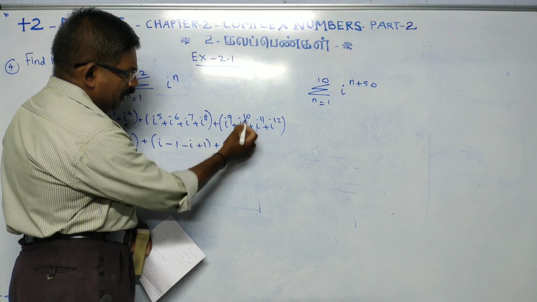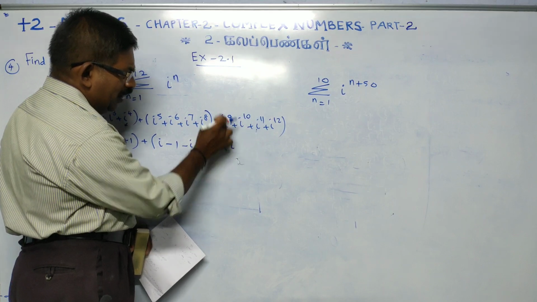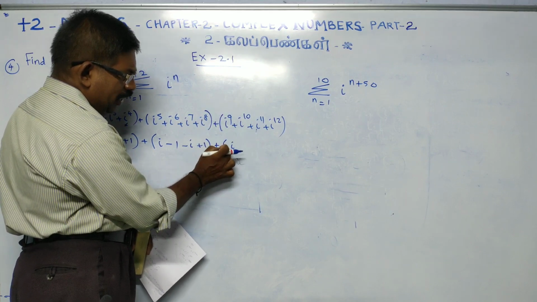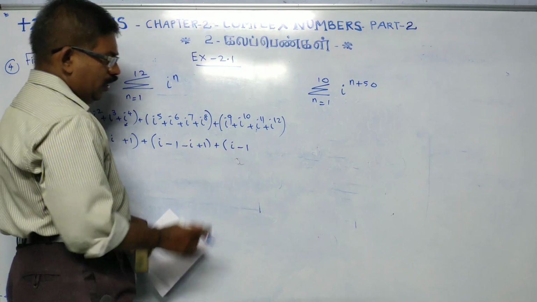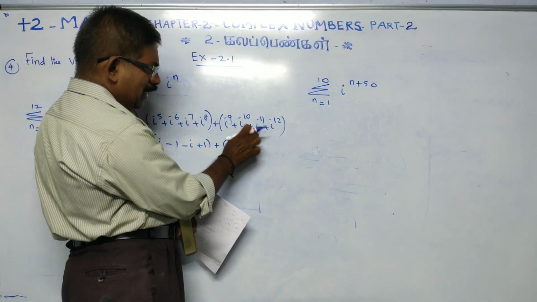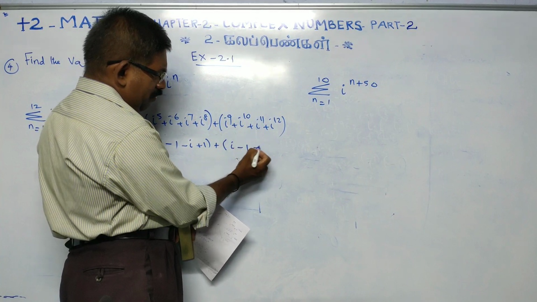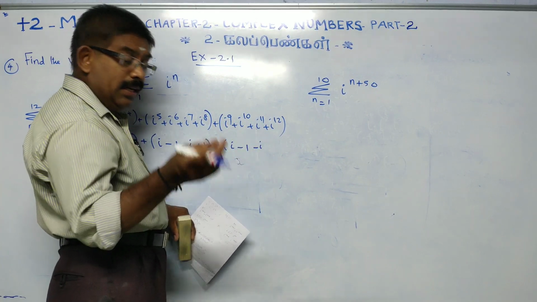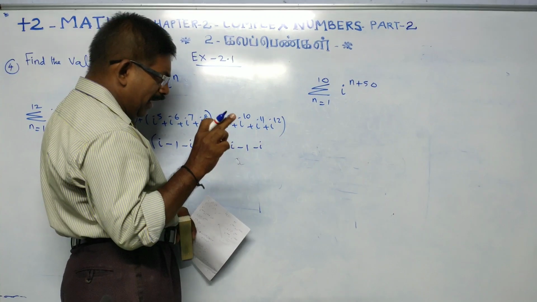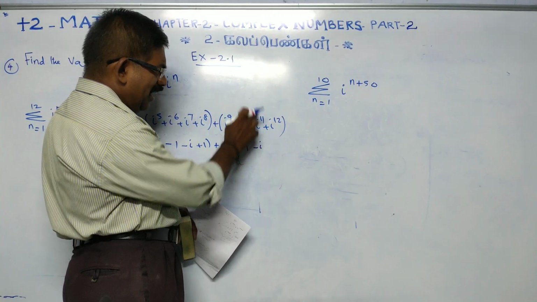I power 10 means you multiply i with i power 9. Multiplying this i by another i gives minus 1. I power 11 means you multiply i with i power 10. Multiply this by i, so minus i. I power 12 means you multiply i with i power 11.